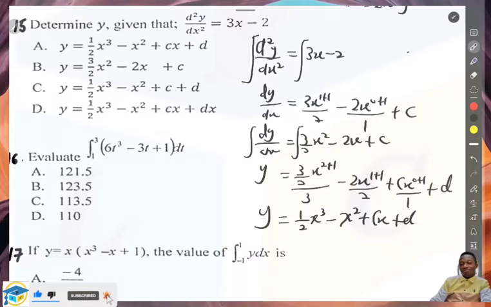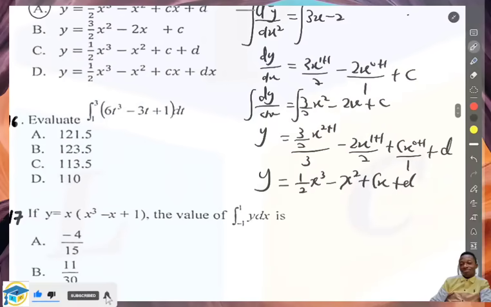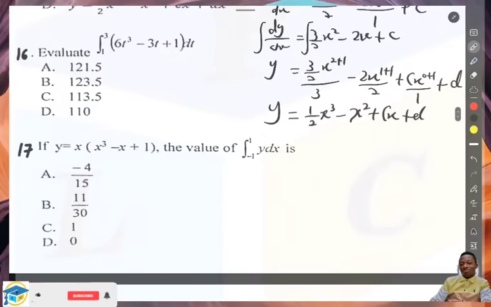And that should be which of these options? So we have 1 over 2 x cubed minus x squared plus cx plus d. And that should be option, I think, A. So we have y is equal to 1 over 2 x cubed minus x squared plus cx plus d. All right. So this is what we call an indefinite what? Integral.